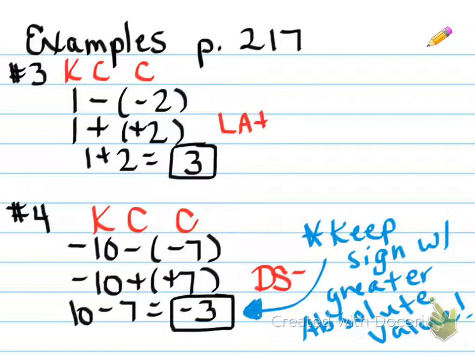Example number 4, again, KCC, keep, change, change is shown, and you have negative 10 plus, change to a positive 7. They have different signs and you subtract. 10 minus 7 is 3, but negative 10 is further from 0, and you keep the sign with the greater absolute value. So the answer for number 4 would be negative 3.